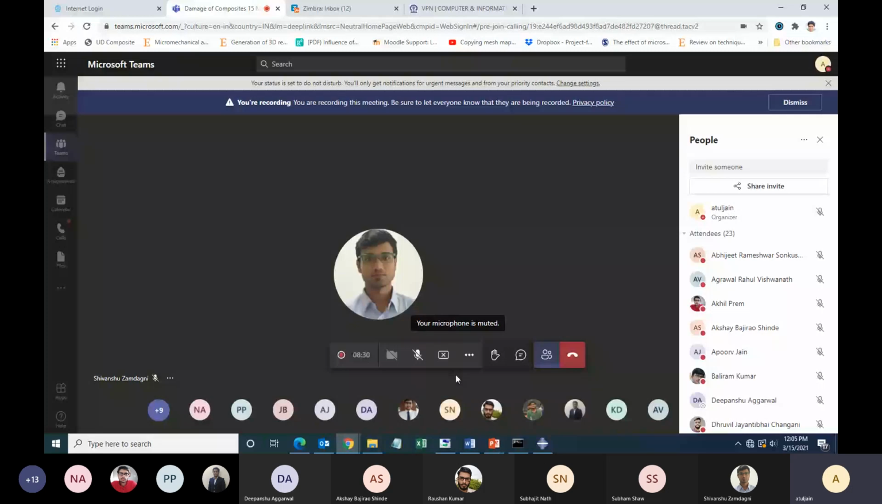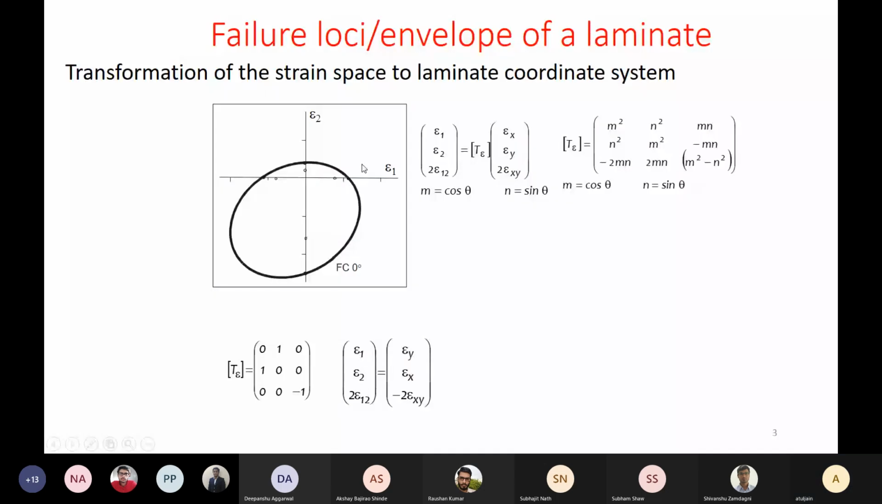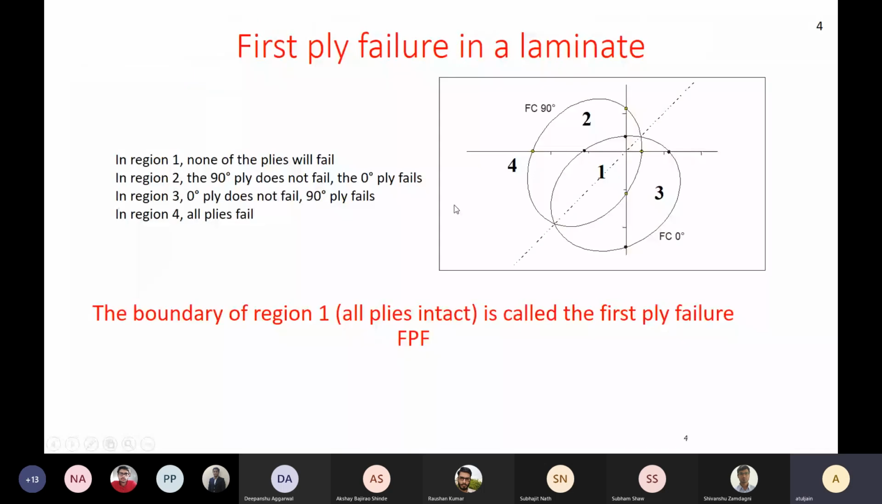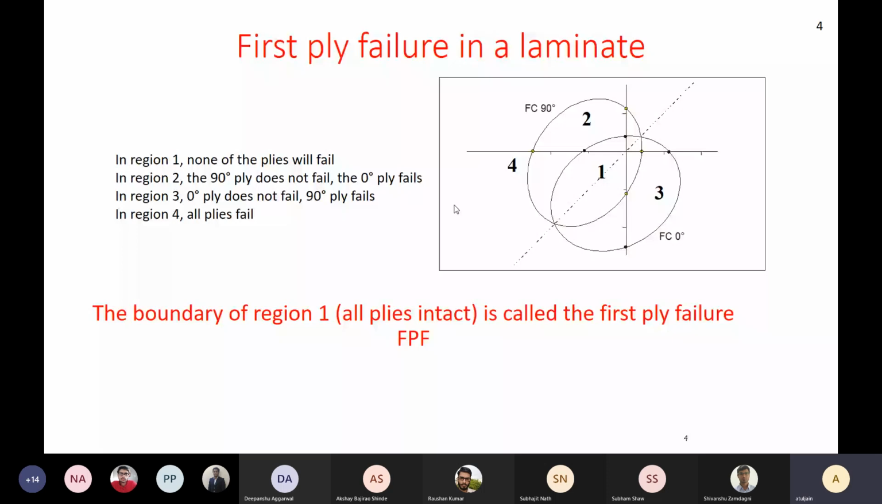So we learned that for a certain lamina, we have a theory of failure. By doing some strain transformation, we can also have failure envelopes for other laminas at some other angle. For example, for 0 degree and 90 degree, we can have different failure envelopes like this. Now let's say I have a 0 and 90 degree laminate. Then I have two failure envelopes, one for 0 degree, one for 90 degree.